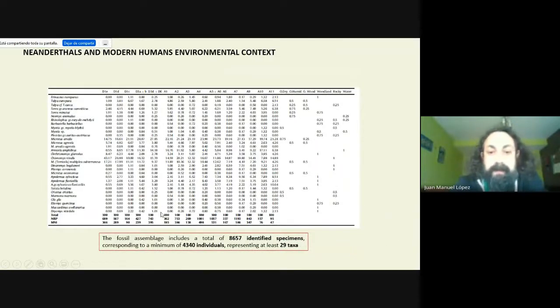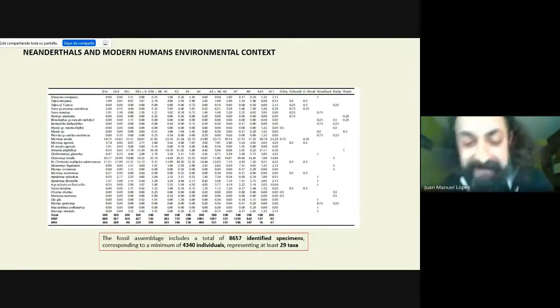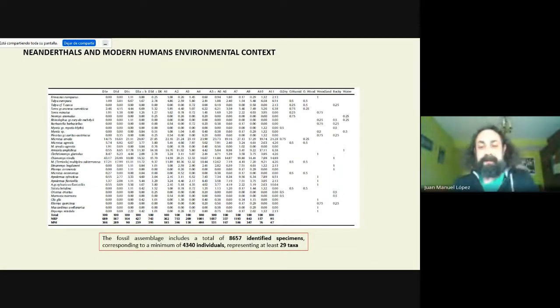The fossil assemblage that we found in Fumane cave. I'm sorry, I have a cat. Calla. Sorry. She's angry, I think. No, I don't know.